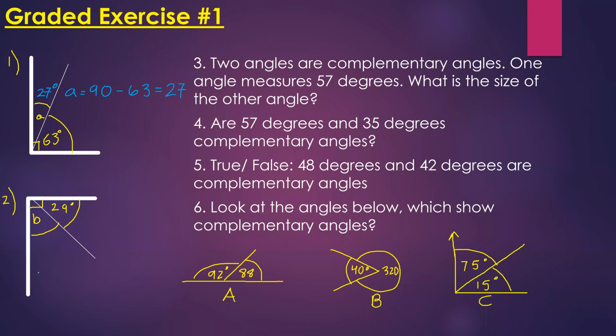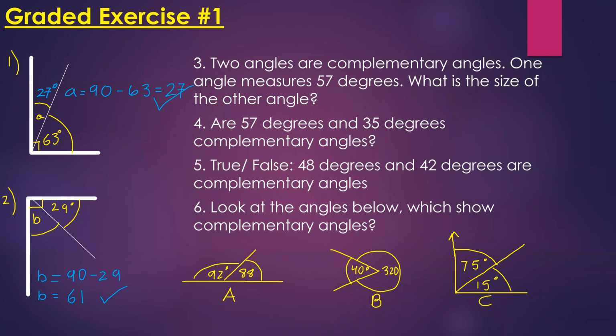Number 2, go ahead, Kamaya. How are we going to get B? 90 take away 29 is 61. She says that B is equal to 90 degrees minus 29, and it's 61. Did anyone else get 61? Yes, sir. Very good. This is 61. Okay, good.